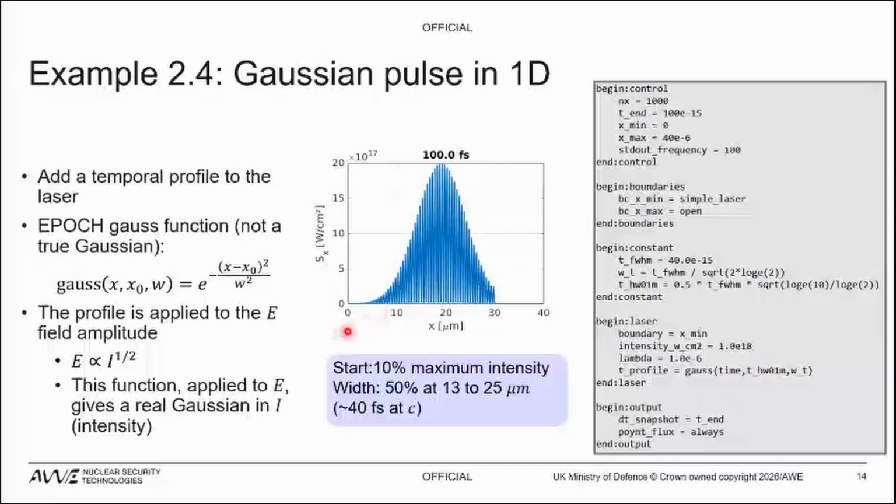We do have some flexibility in when we start the laser. I've chosen 10% of the peak of the laser pulse as the cutoff. In reality, there's going to be a long tail of low intensity which hits the target before the main pulse arrives, but you need to cut it off somewhere, and I generally use 10% of maximum intensity.